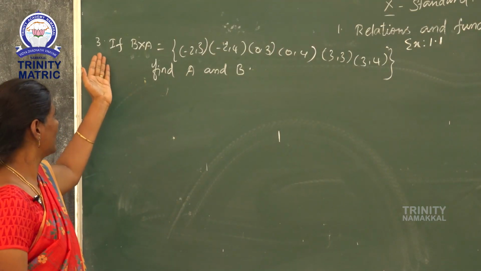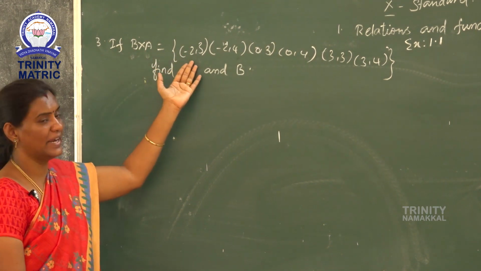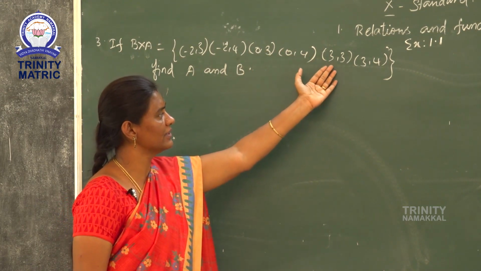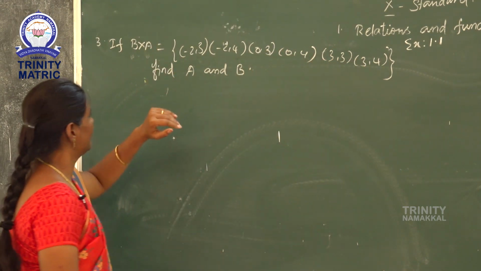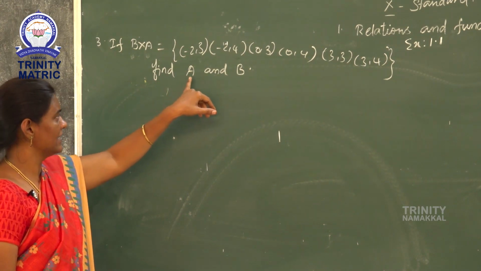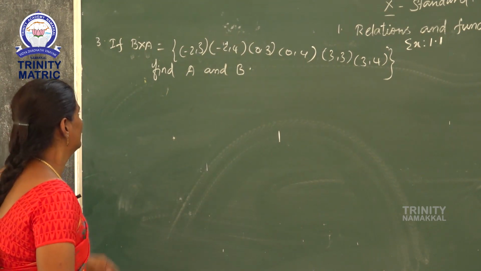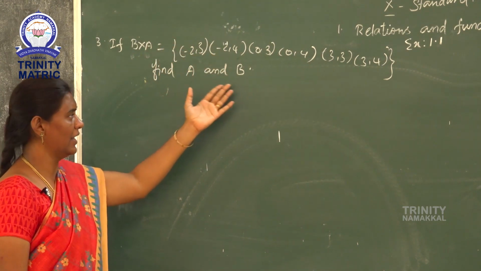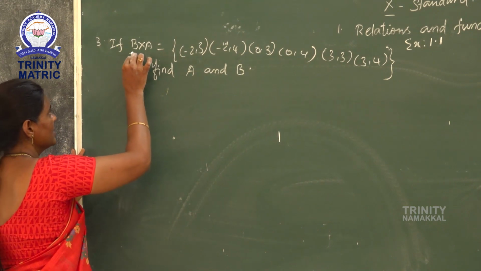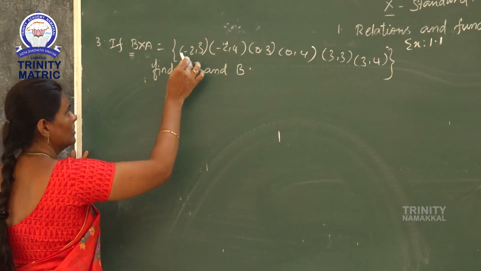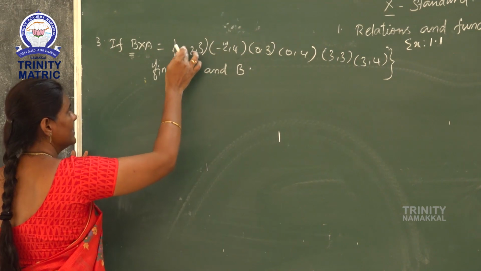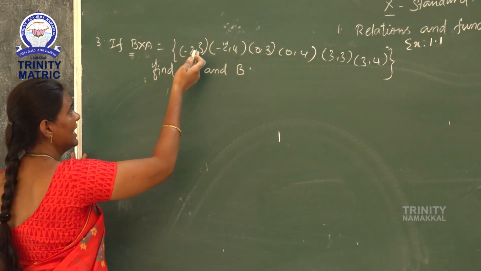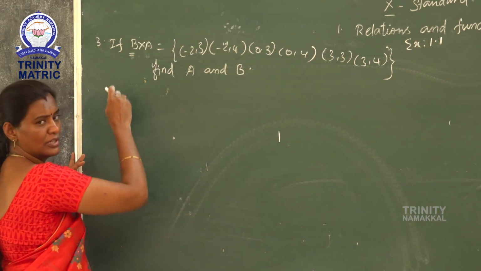See the third sum. B cross A is equal to {(-2, 3), (-2, 4), (0, 3), (0, 4), (3, 3), (3, 4)} is given. Here we have to find the elements in the sets A and B. See here, the Cartesian product is given. Here the first set is B, so the first element of each ordered pair belongs to B, and the second element of the ordered pair belongs to the set A.